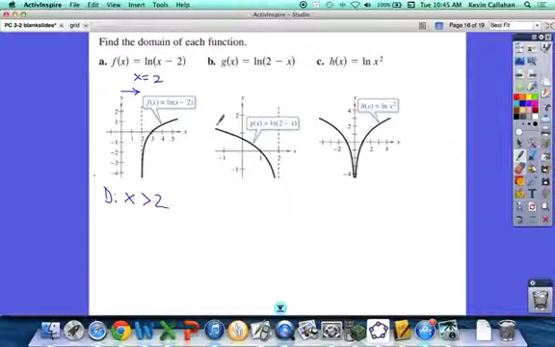It probably would look a little different if we did it like this. G of x, I get in trouble doing this sometimes, equals ln of negative x minus 2. So the x minus 2 shifted it 2 to the right. The minus made it go the other direction. Okay, so this one, what is the domain?